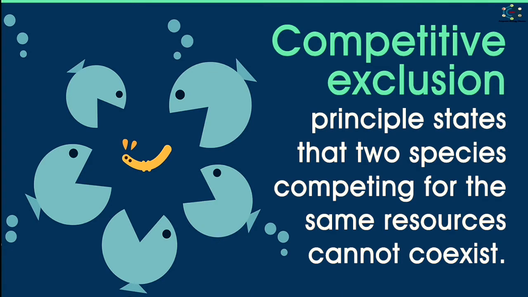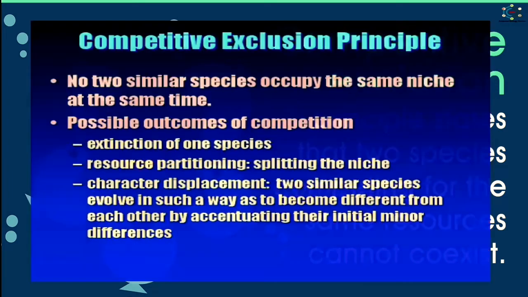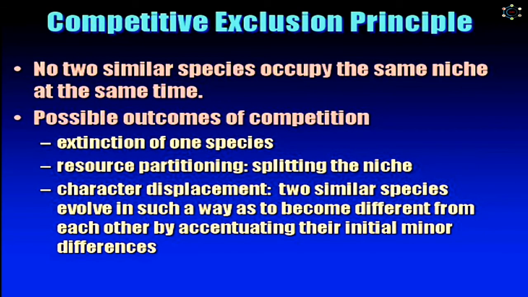The principle states that two species competing for the same resources cannot coexist. No two similar species occupy the same niche at the same time. Possible outcomes of competition are extinction of one species, resource partitioning, splitting the niche, and character displacement. Two similar species evolve in such a way as to become different from each other by accentuating their initial minor differences.